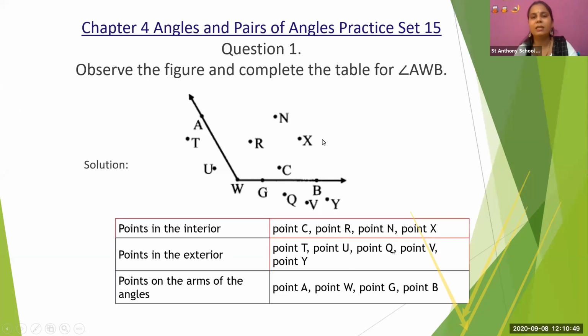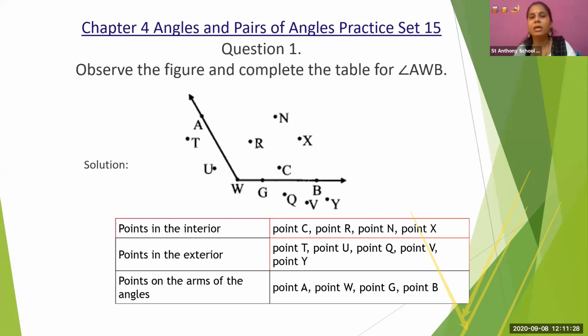Points in the interior of an angle. See, for example, this is angle AWB. Whatever the points are there inside this angle, these are known as points in the interior. The points which lie to the outside of the angle are known as points in the exterior, and points which lie exactly on the arms of an angle are known as points on the arms of the angle. Clear, everyone? This we have seen yesterday.